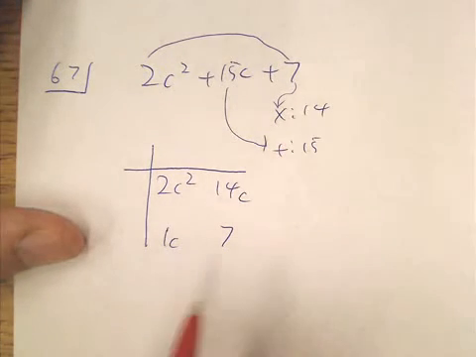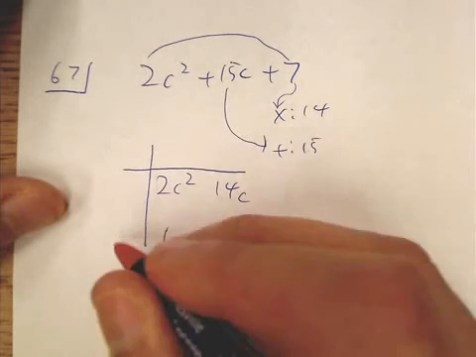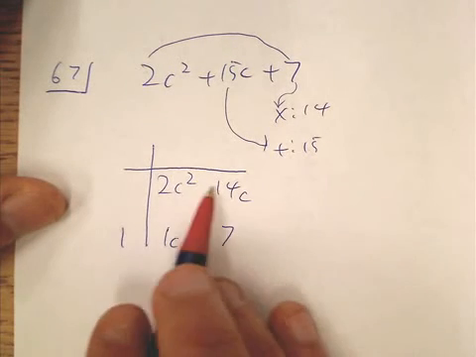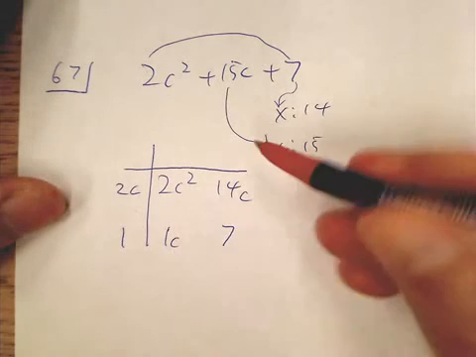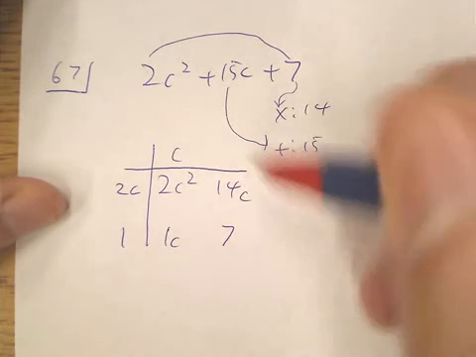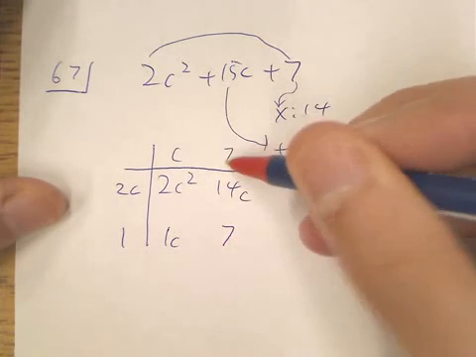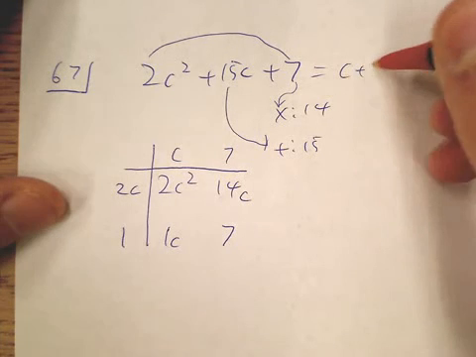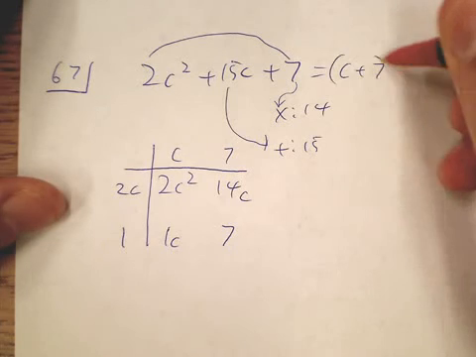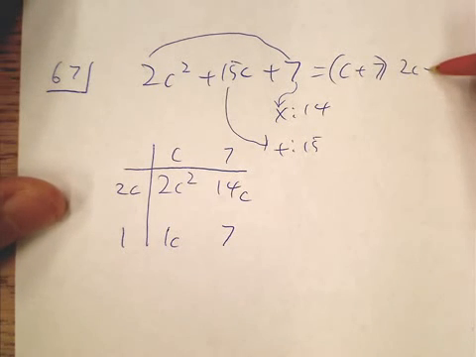So let's see. What goes into both of these? Nothing. What goes into both of these? 2c. What goes into both of these? Just a c. And what goes into both of these? 7. So my answer is going to be c plus 7 and 2c plus 1.